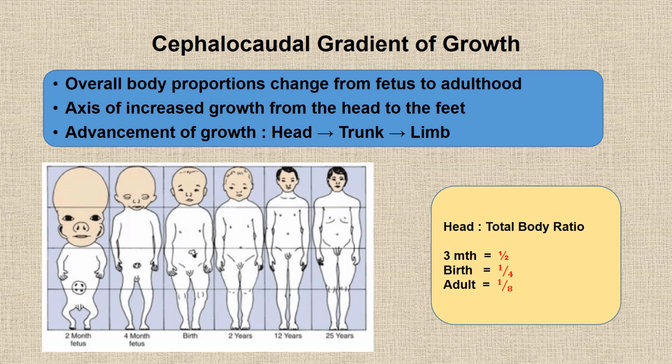Now, at 3 months gestation, the head is about 50% of the total length of the body, half of the total length of the body. At birth, the head is about a quarter of the total length of the body, and as an adult, the head is about 1/8 of the total length of the body.